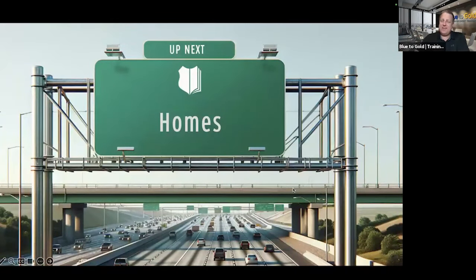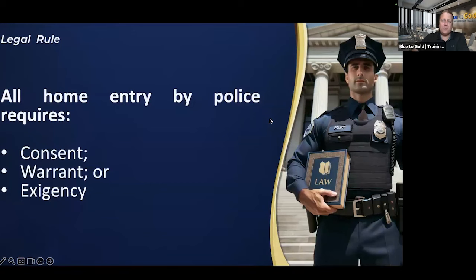All right, homes. We're running up on the end here, and remember how I said this will be a short one. Home entry. All home entry requires one of these three things. You cannot enter a home unless you have consent, a warrant, or exigent circumstance. So as far as crew goes, the only recognized exception for home entry is exigency. Now there's a bunch of subcategories. There's hot pursuit. There's emergency aid. There is imminent destruction of evidence. So there are different types of exigency, but exigency is the only category.